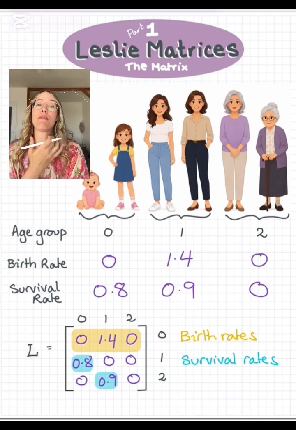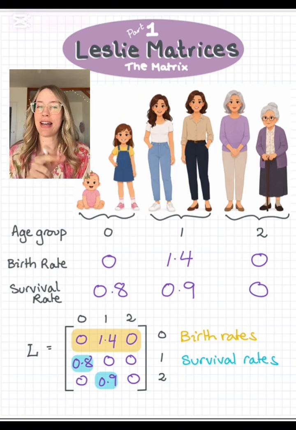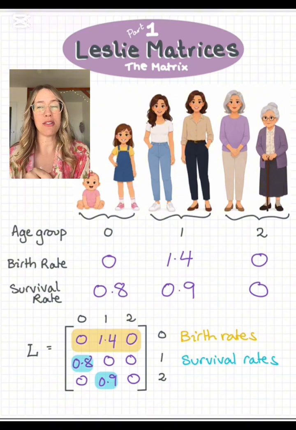So we've used birth rates and survival rates to fill in our Leslie matrix. That can then be used to estimate populations in the future. Good job.